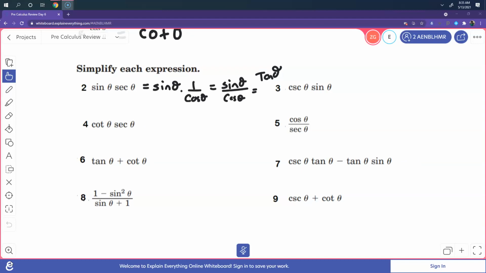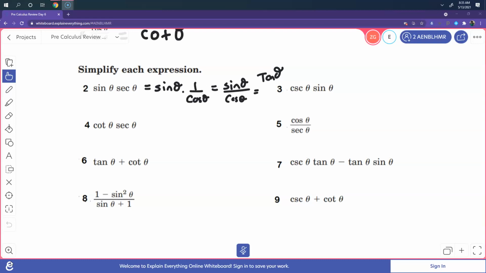We're going to go ahead and do number 3. Cosecant theta is the same thing as saying 1 over sine theta, times sine theta. So you have sine theta over sine theta. So remember, sine theta divided by sine theta is 1. That's 1.